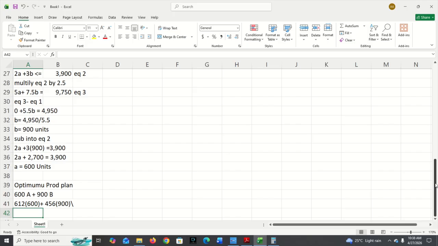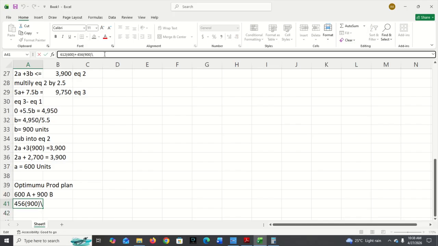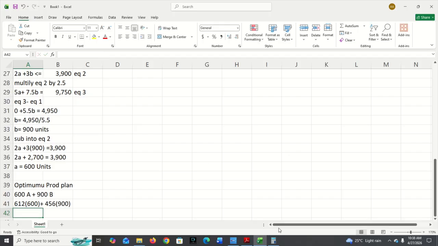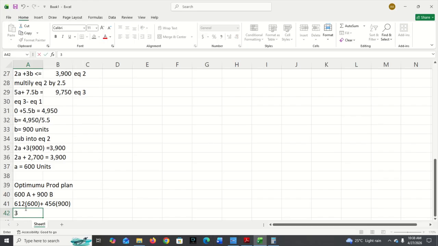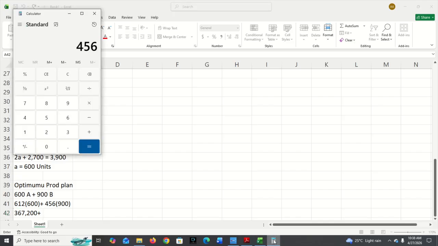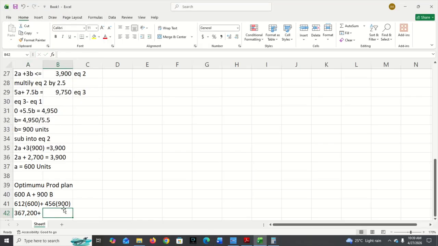Let's press our calculator. 612 multiplied by 600 will give me 367,200. Then 367,200 plus 456 multiplied by 900. 456 multiplied by 900 will give me 410,400.